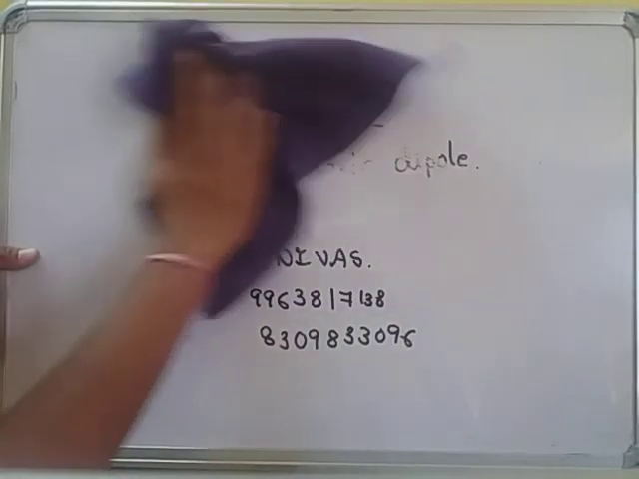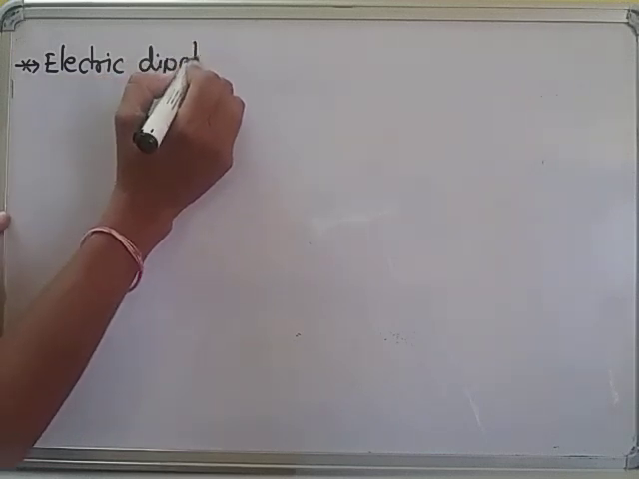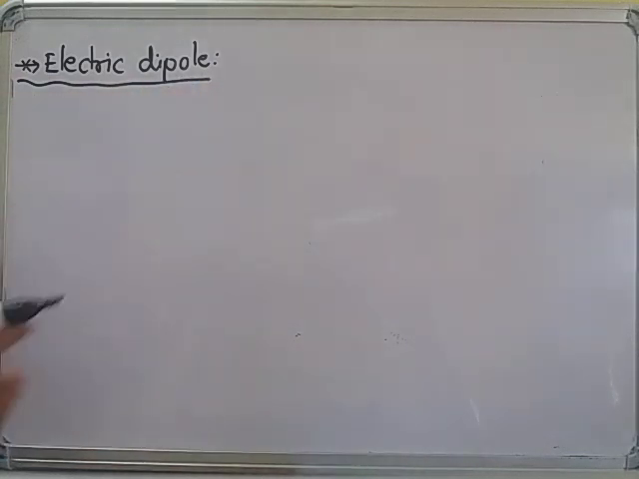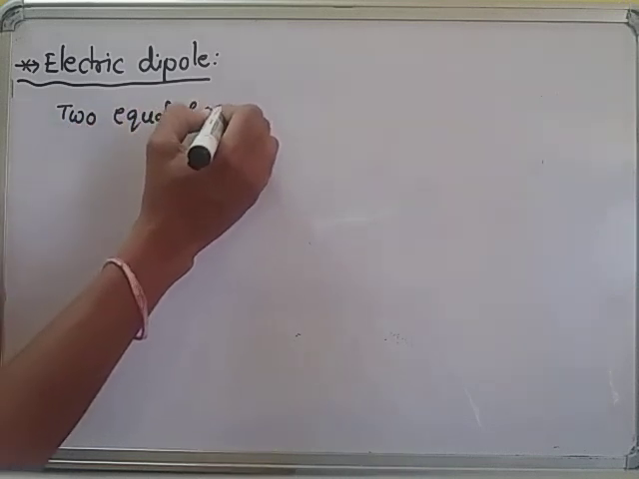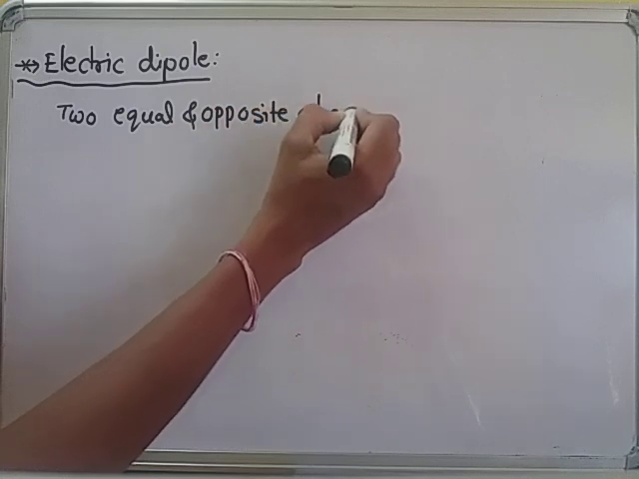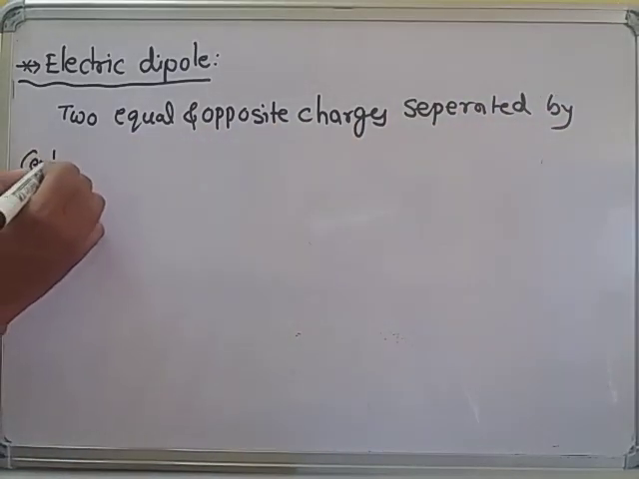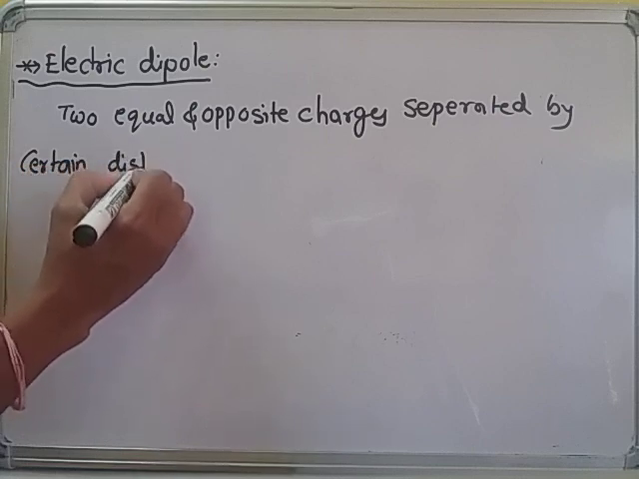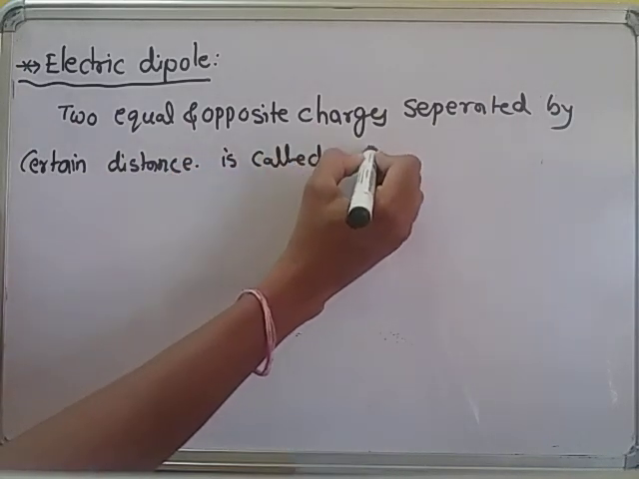Now today's topic is electric dipole. What is electric dipole? Electric dipole means two equal and opposite charges separated by a certain fixed distance. Dipole, di means two poles, two charges. If two equal and opposite charges are separated by a certain distance, this arrangement is called an electric dipole.